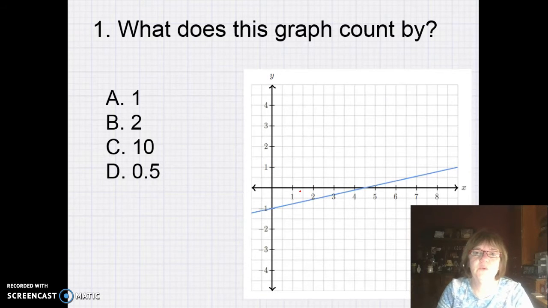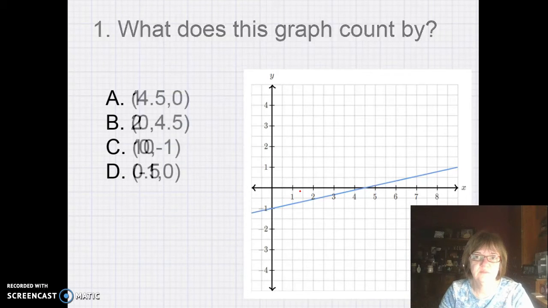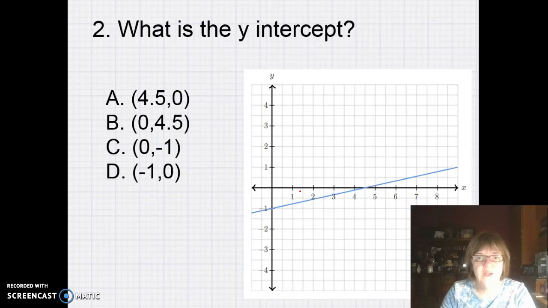All right, now I've got a bunch of questions for you. You can do this. What does this graph count by? Now, what is the y-intercept? When you are doing this in Khan, be sure to pay attention to the order because I noticed that he kept switching it up. Sometimes he asked for y first, sometimes he asked for x first. So pay attention. This is for the y. What is the y-intercept? Okay, now, what is our x-intercept on this one?